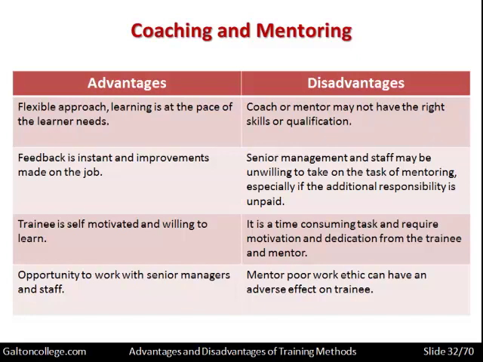It may be that the mentor has a poor work ethic, and this can have adverse effects on the trainee. The mentor, him or herself, may not be a paragon of virtue. They may arrive late to work, or have bad working practices, or have bad attitudes towards the organisation or towards many issues, and may not be very helpful. So that's a downside.